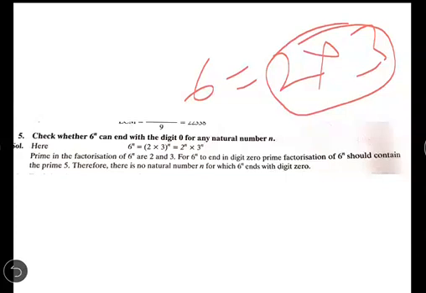And if any number ends with the digit 0, it must contain the prime number 5. Here 6 to the power n equals 2 into 3 whole to the power n, which is 2 to the power n into 3 to the power n. The primes in the factorization of 6 to the power n are 2 and 3. For 6 to the power n to end in the digit 0, the prime factorization of 6 to the power n should contain the prime 5. So therefore there is no natural number n for which 6 to the power n ends with the digit 0.